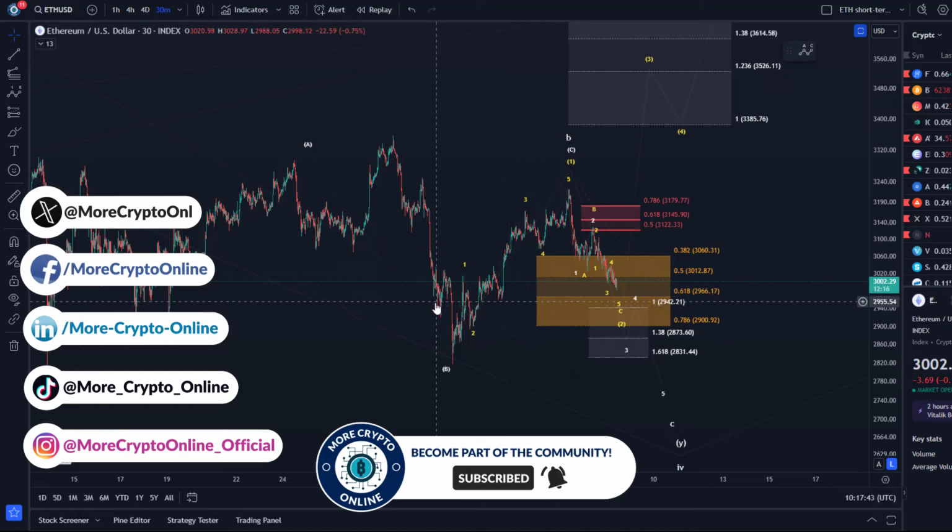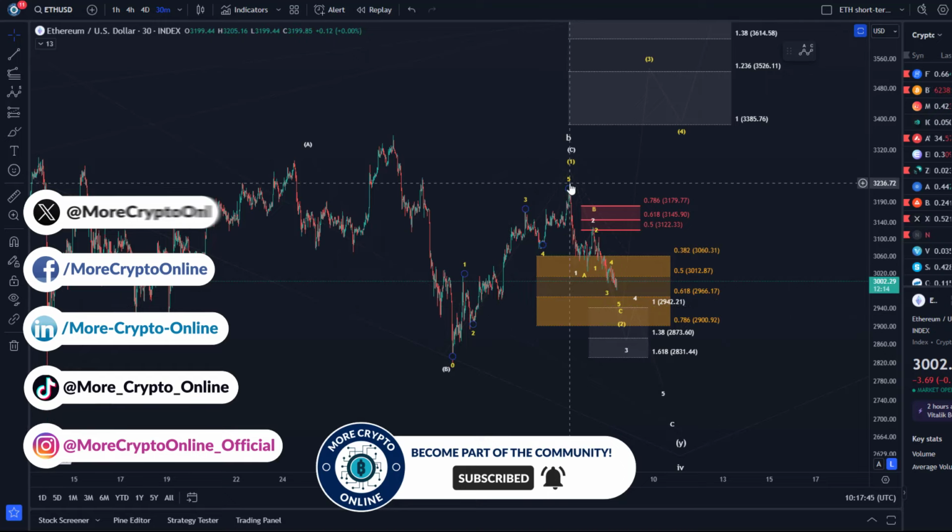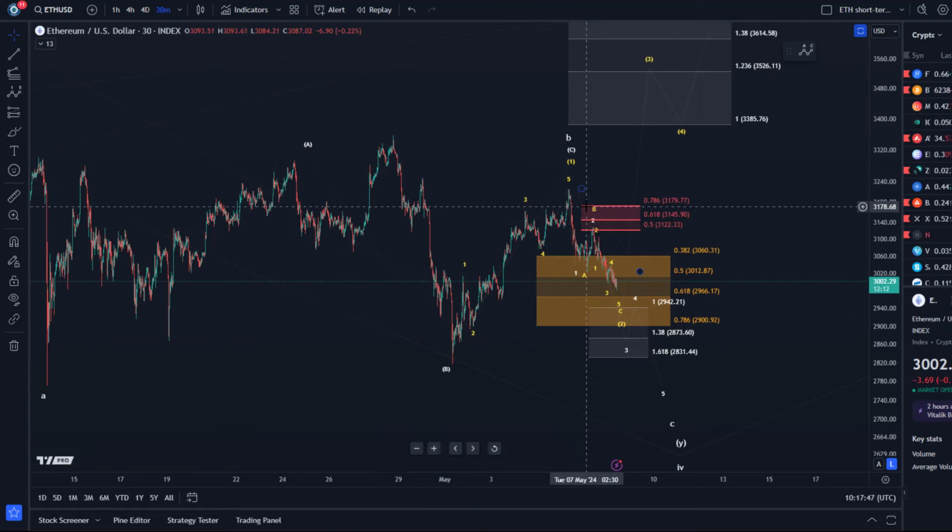We have seen those 5 waves to the upside into the Monday high that we wanted to see in both the yellow count and the white count, because remember, in the yellow scenario we're looking for a wave 1 to the upside, okay? And in the white scenario, we're looking for a C wave to the upside.